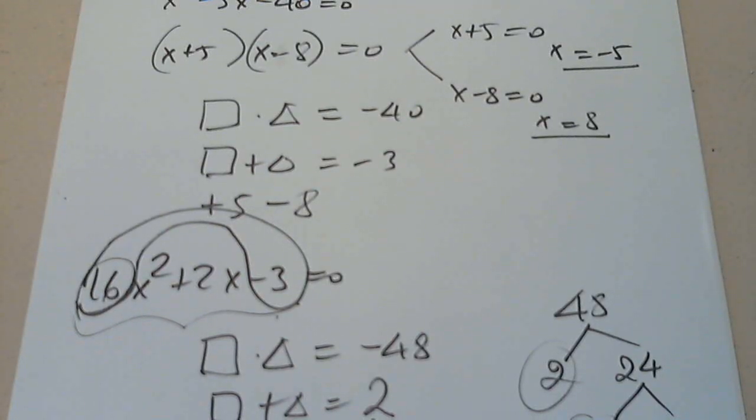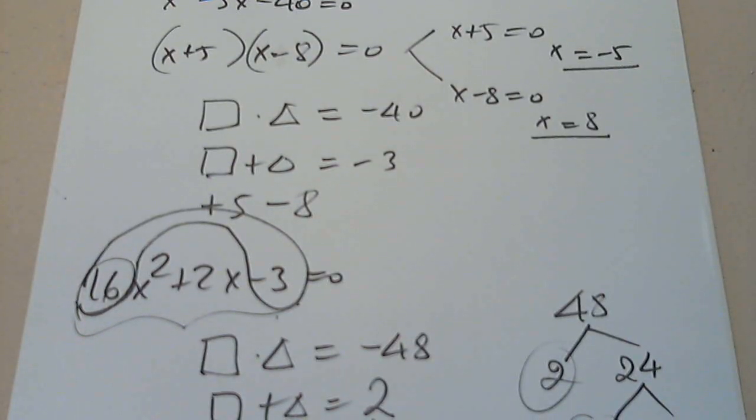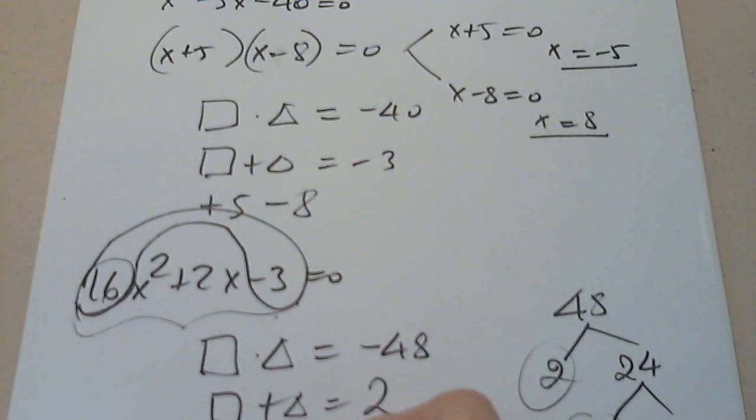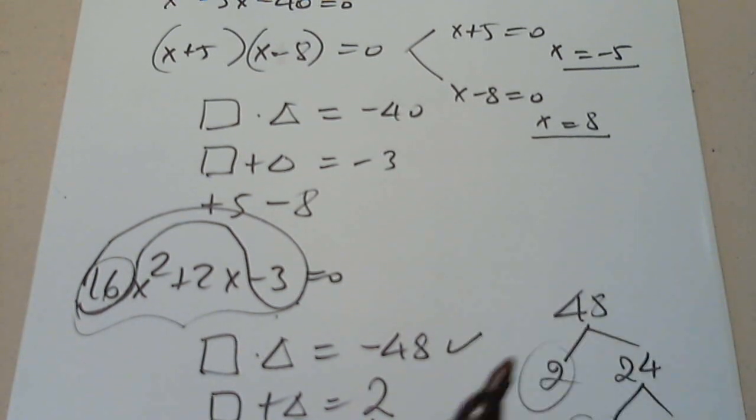Anyone, please? Negative 8 and 6. You mean 8 and negative 6, because the sum is positive. So positive 8 times negative 6 is correct. Positive 8 minus 6 is correct.